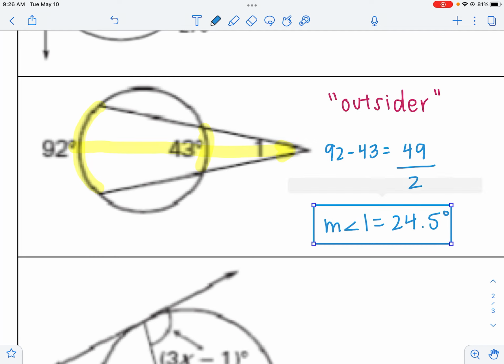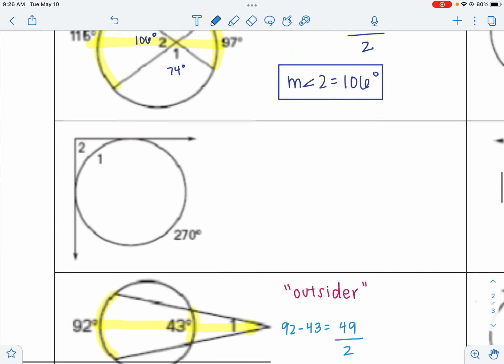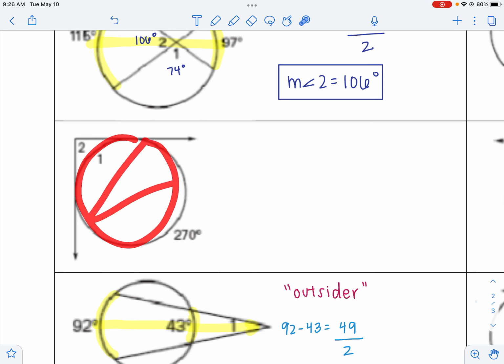So it's a little bit easier once we know what it is. Is it an inscribed angle? Is it a wannabe? What is it? So let's go back and take a look at this weird looking one right here. It's not a crisscross. If it were an inscribed angle, it would be fully inside the circle. And if it were a wannabe, then it would be half in and half out, which this is neither of those. This is an outsider.